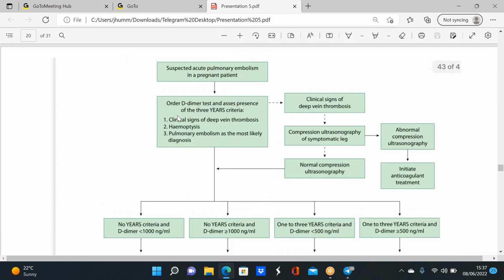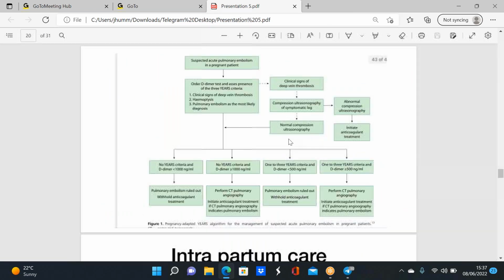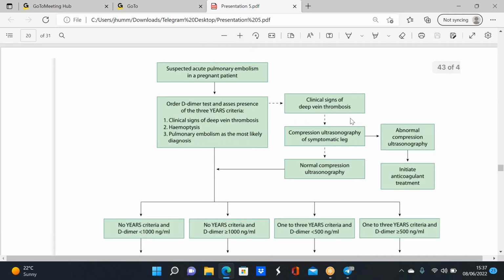Now this is one more chart. It is given in the TOG. Okay, this you should also know. This is also an approach towards the treatment of acute pulmonary embolism in a pregnant patient.